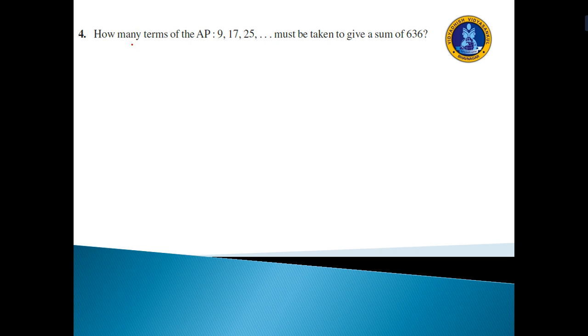So first of all, when we start this, we have to write the formula, that is Sn is equal to n by 2 (a plus L), first formula. Or we can say second: Sn is equal to n by 2 (2a plus (n minus 1)d), and third formula: An is equal to a plus (n minus 1)d. Three formulas we have to remember. Now the question is how many terms, so we have to find out n.